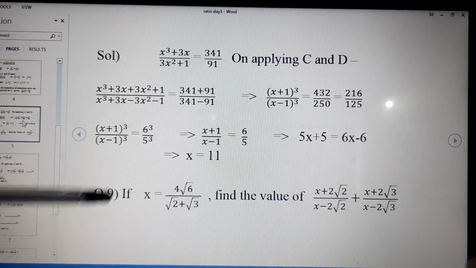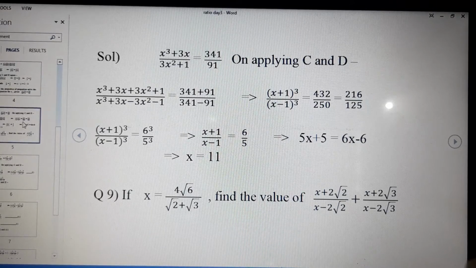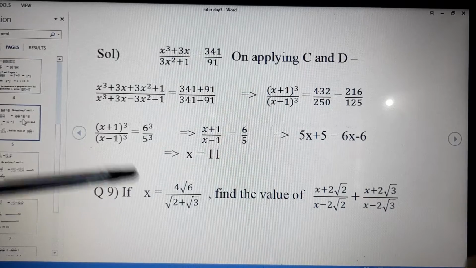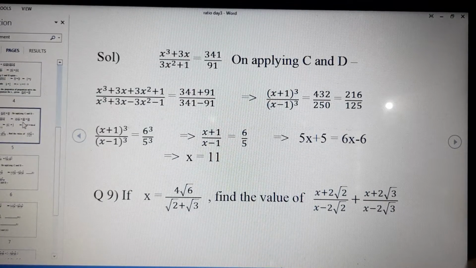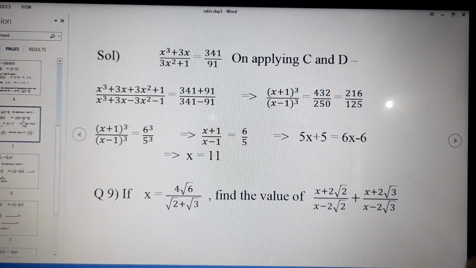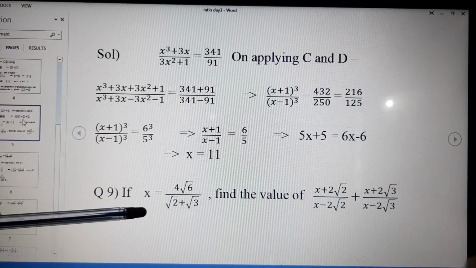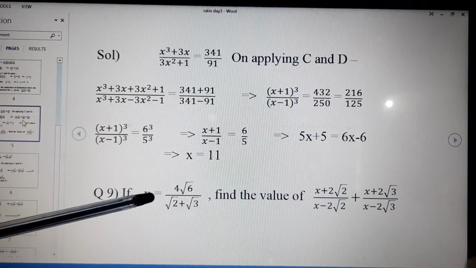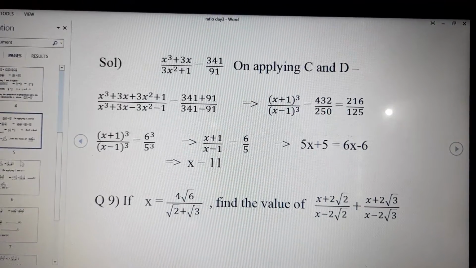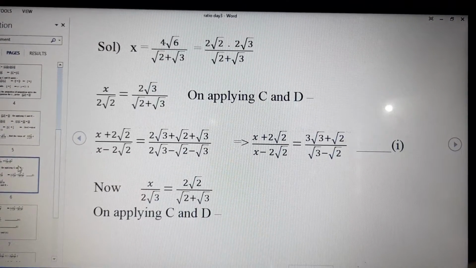Clear? And suppose you have x upon 2 root 3 here. Then if you apply componendo and dividendo, you will get x plus 2 root 3 divided by x minus 2 root 3. It means you will get the value of the other part also. So our aim is to get, first of all, x divided by 2 root 2 here, and then x divided by 2 root 3 here. Clear? Let us see how we'll get 2 root 2 and 2 root 3 in the denominator.